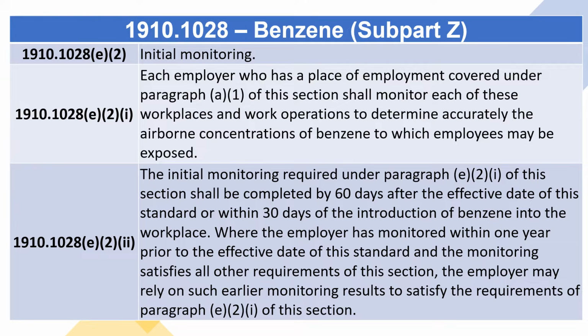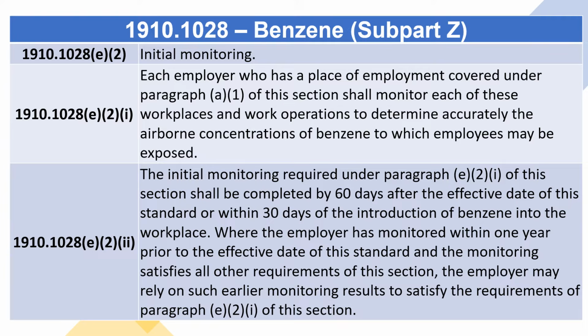1910.1028 E2. Initial monitoring. 1910.1028 E2(i). Each employer who has a place of employment covered under paragraph A1 of this section shall monitor each of these workplaces and work operations to determine accurately the airborne concentrations of benzene to which employees may be exposed.